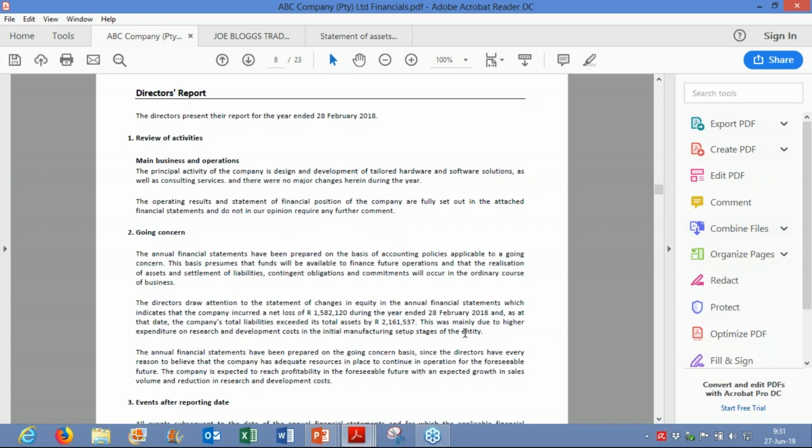because they are in the setup stages of the entity. So you would think, okay, well, if you're a startup, it makes sense that you're making losses and possibly need more help in the beginning than you would later on when you're up and running and everything is going smoothly. But I'd like to show you why these financial statements can still be prepared on the going concern basis and why there is no qualification in the independent reviewer's report because of this. But before I can do that, I just need to explain to you what the going concern concept is, for those of you who might not be sure.